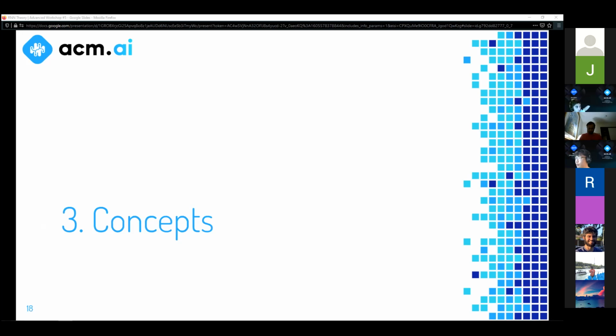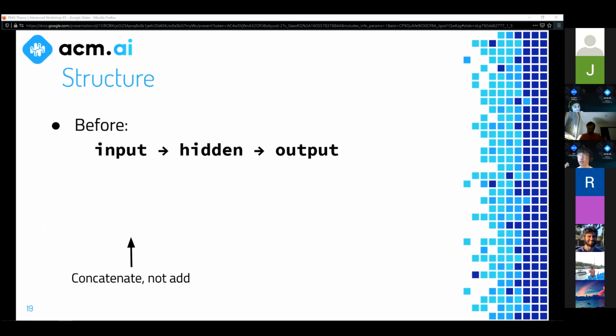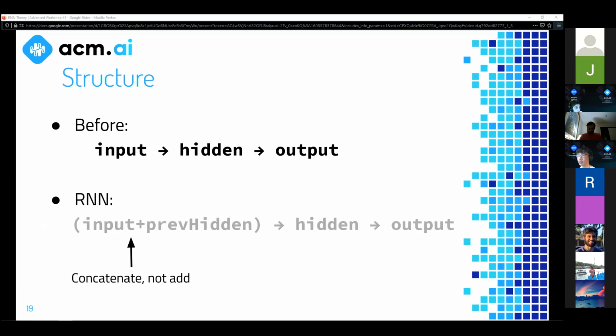Right, so I think we can move on to the concepts for RNNs. Let's first talk about the structure. Before, we had an input pass through one or more hidden layers, and then we finally had an output. With RNNs, we're going to have an input concatenated with the previous hidden layer. So we're going to have a form of state.